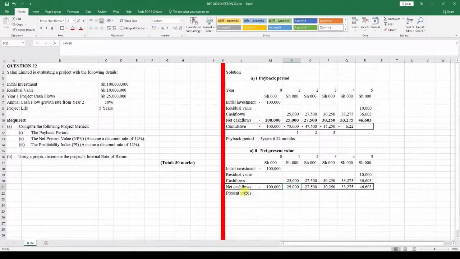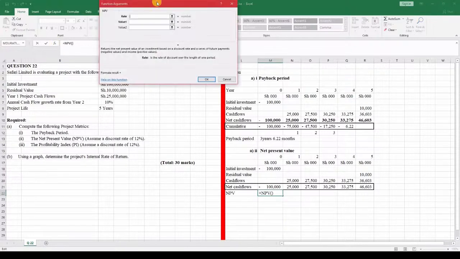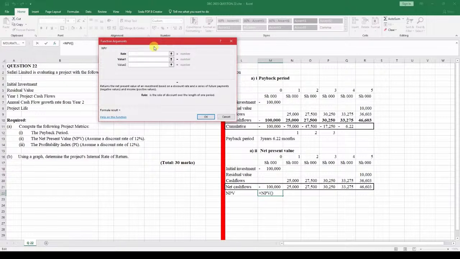And we can just say the NPV. Instead of discounting this value over 1 plus the discount rate to the power 2, power 3, power 4 and power 5 like that, we can just go to the formula NPV like that, and we open it up right here and we can see the rate. The rate is just 12%.